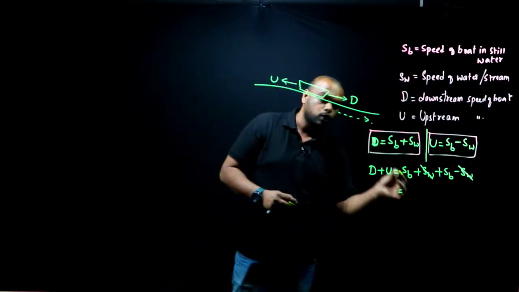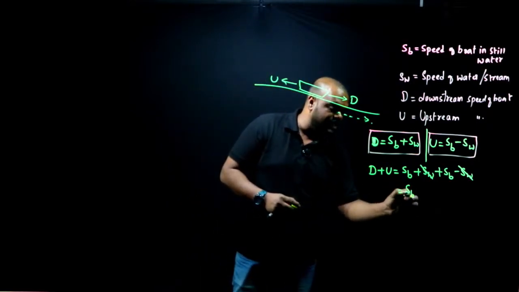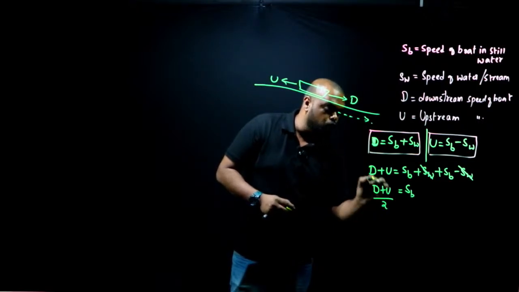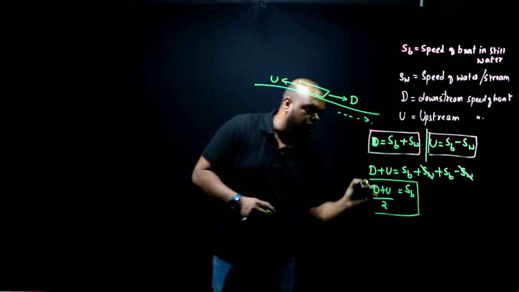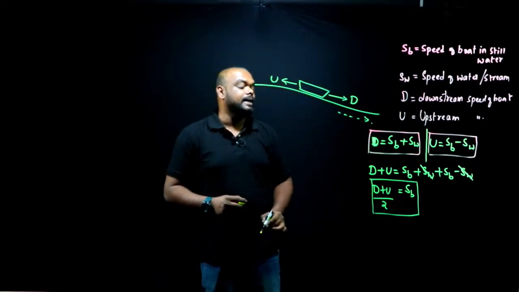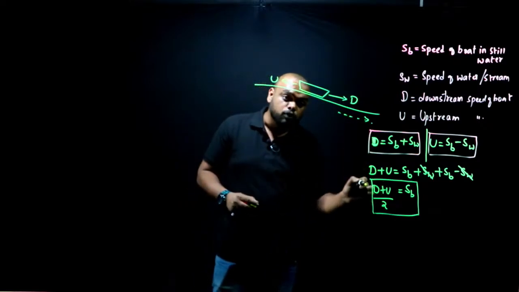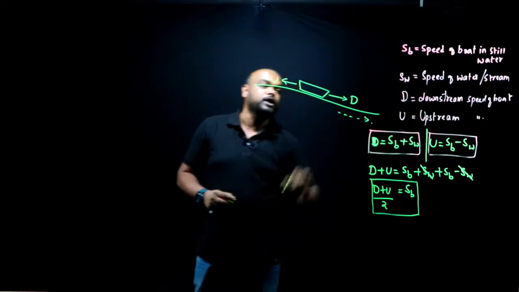So I'll send 2 to the other side. I'll be left with SB equal to D plus U by 2. Speed of a boat in still water can be calculated using the formula D plus U by 2, where D and U are downstream speed of a boat and upstream speed of a boat.